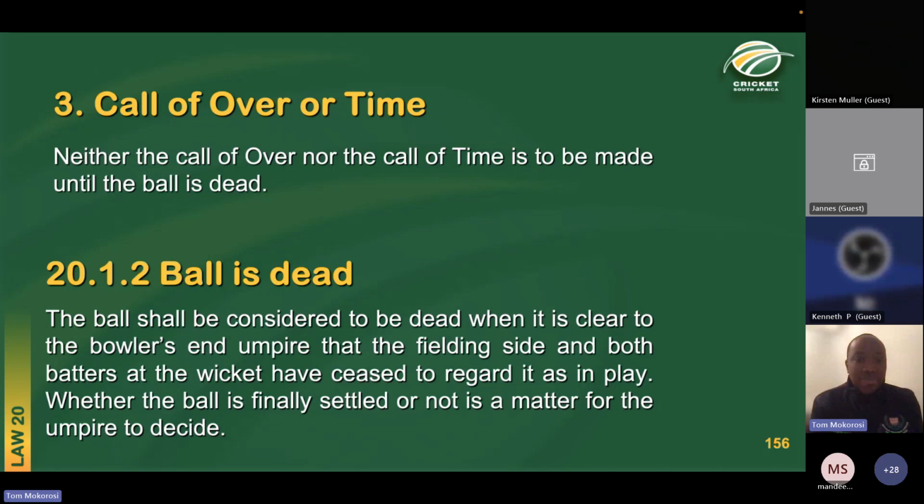This is the point I just made. The ball shall be considered to be dead when it is clear to the bowler and umpire that the fielding side and both batters at the wicket have ceased to regard it as in play. And I mentioned the first point of this law about finally settled. Whether the ball is finally settled or not is a matter for only the umpire to decide, and that is the bowler's end umpire to decide.